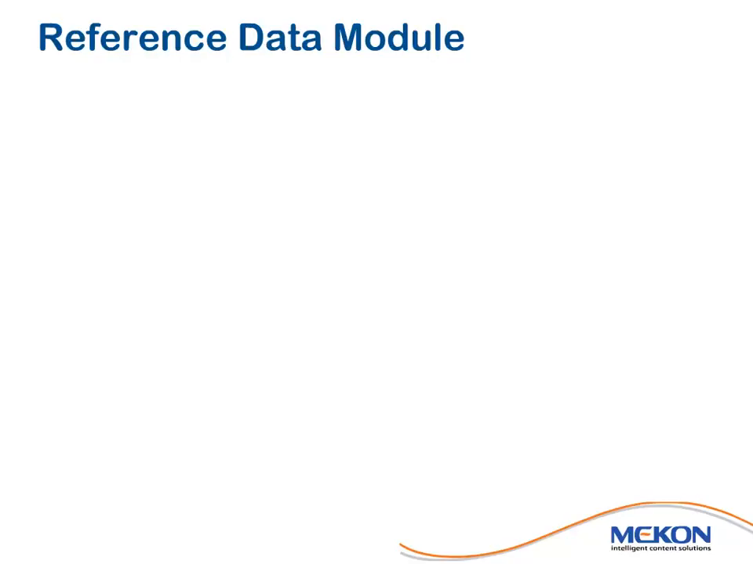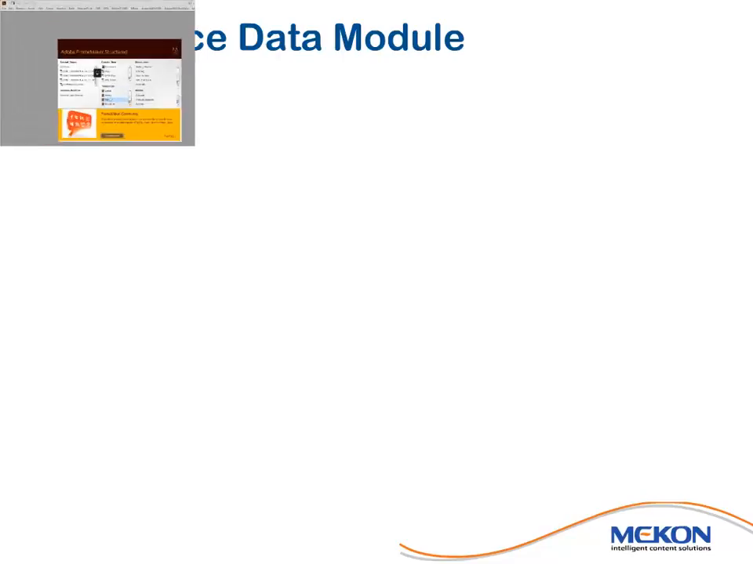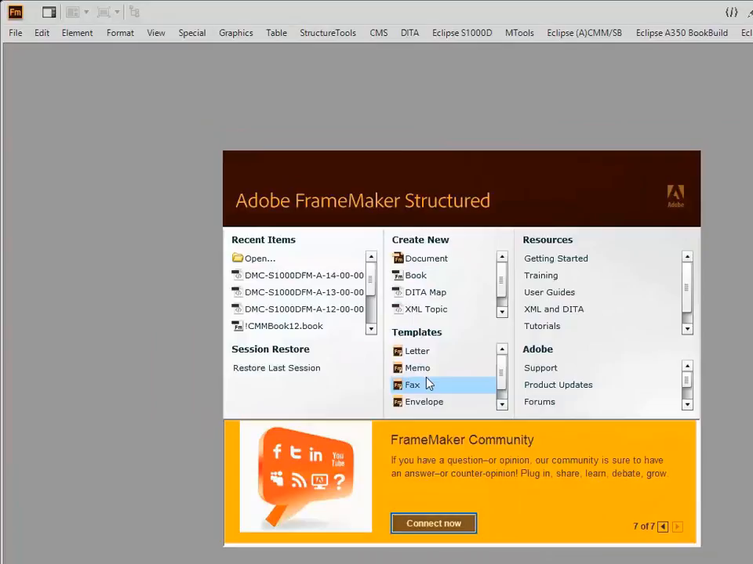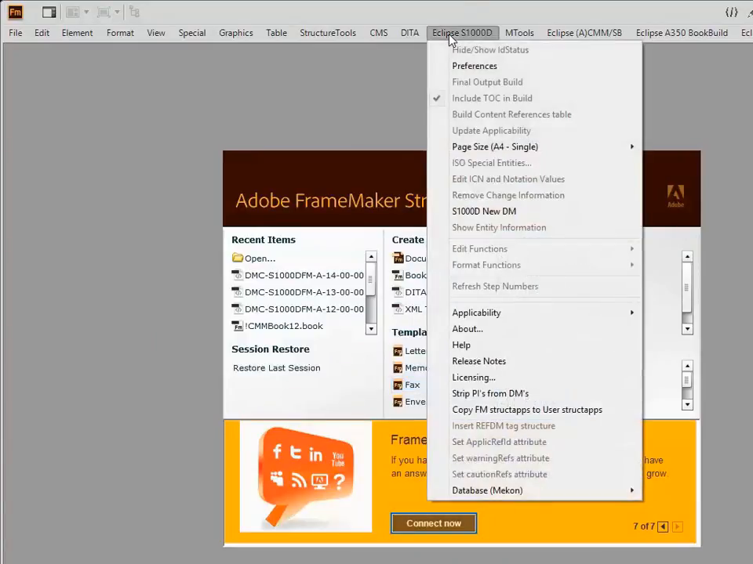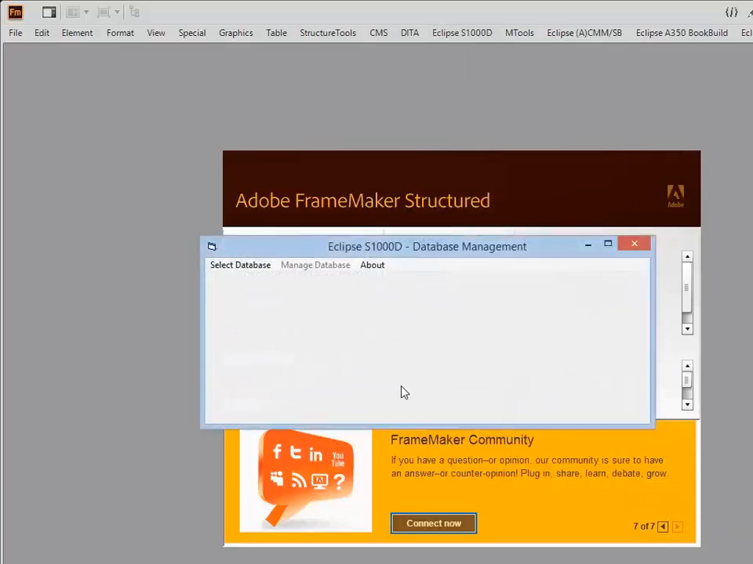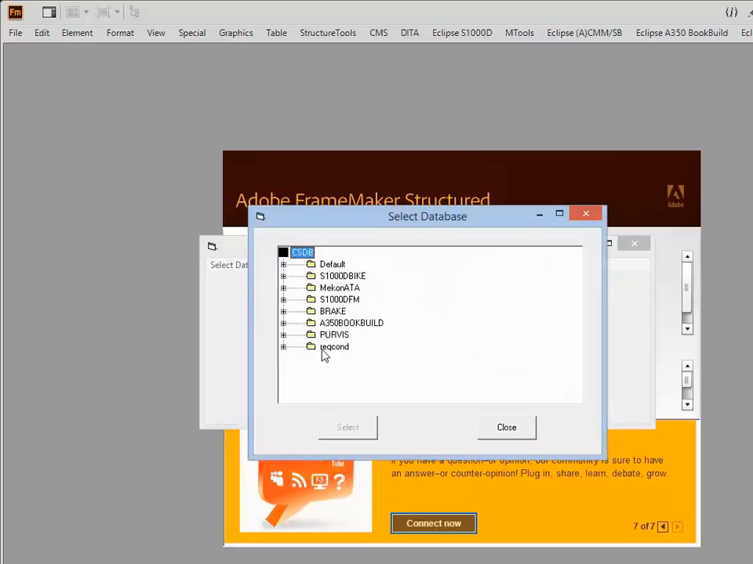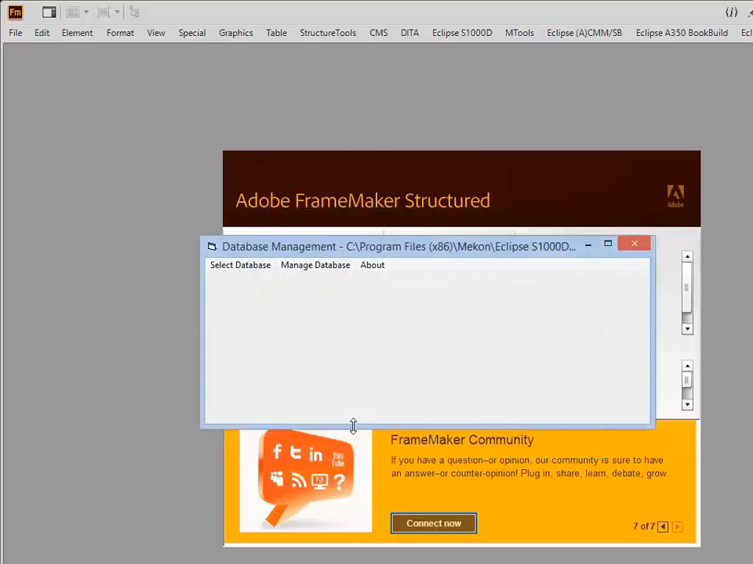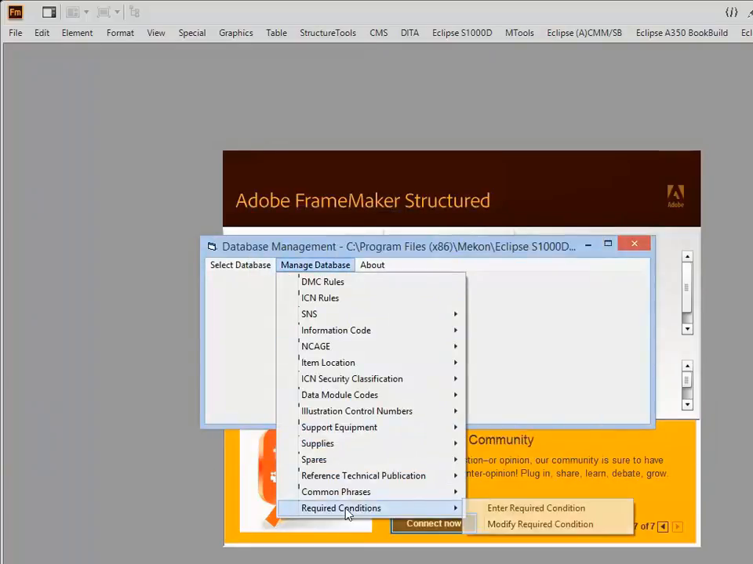So the first of the data reference manager population for the preliminary requirements is we'll do a reference to a data module. So what we're going to do is go to the main database and add in an item there, database management. So we're going to pick this one here, the required conditions, select it, and then add in a required condition.